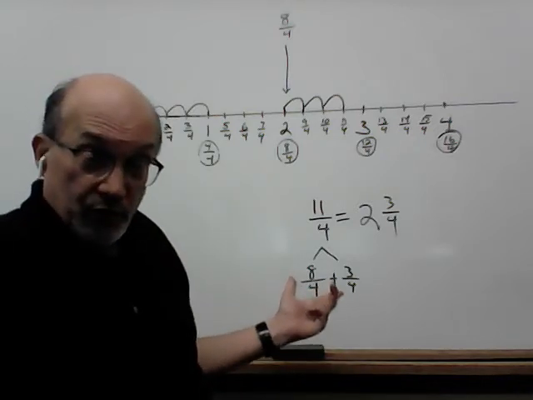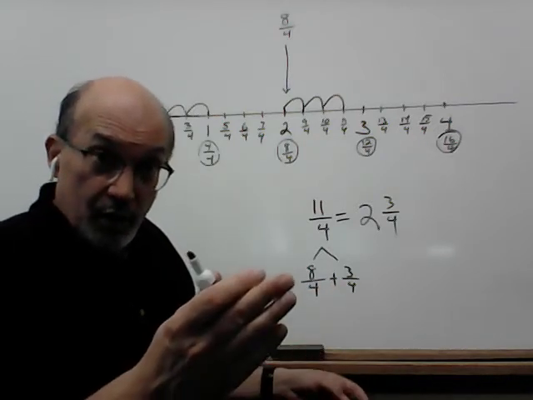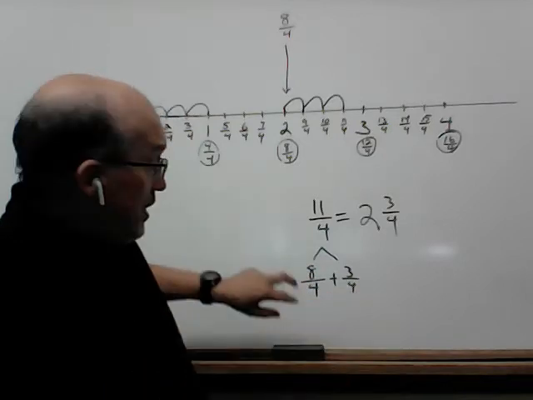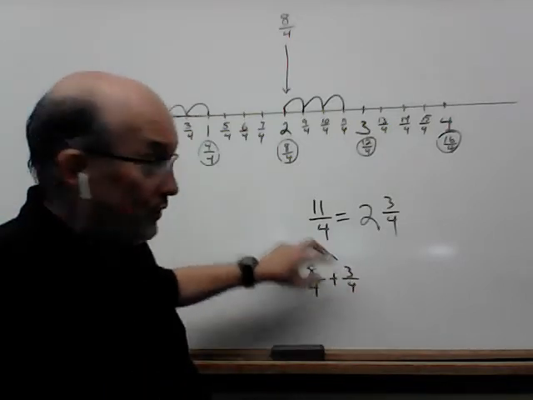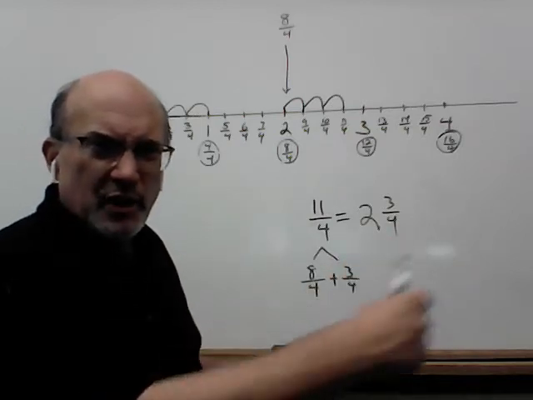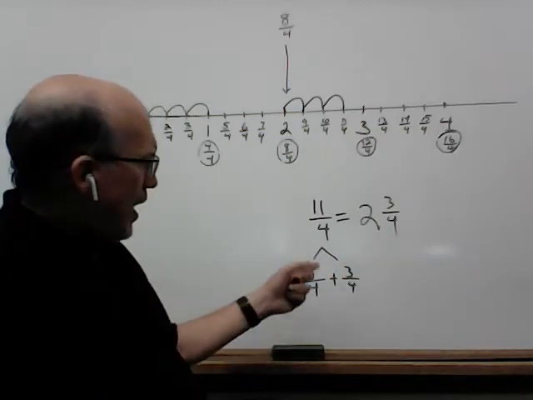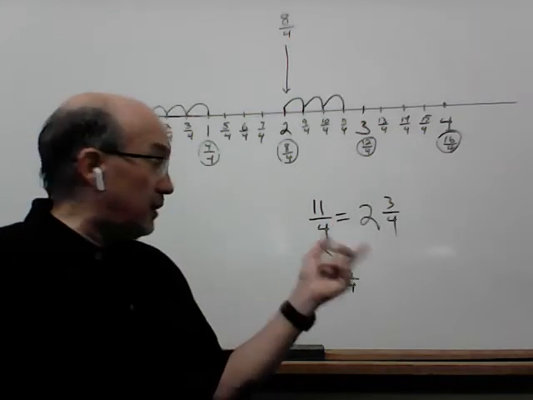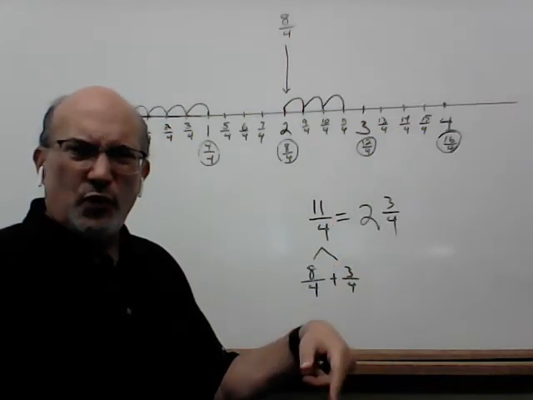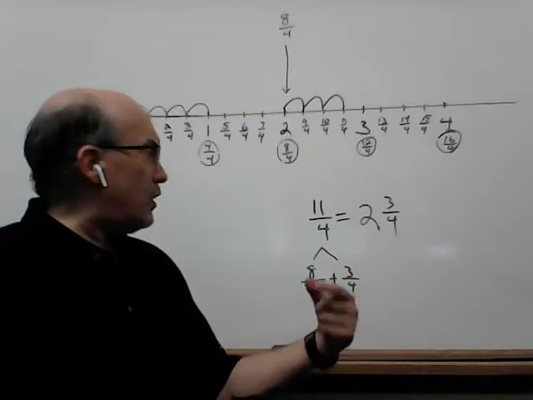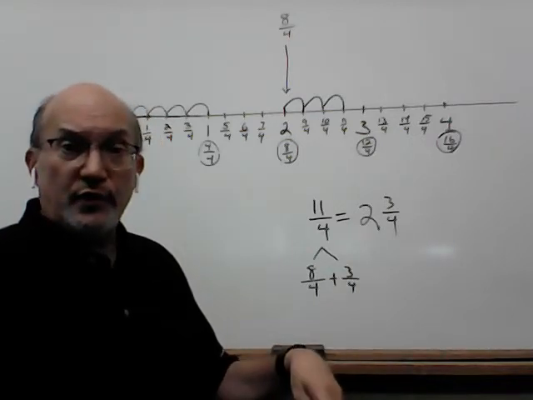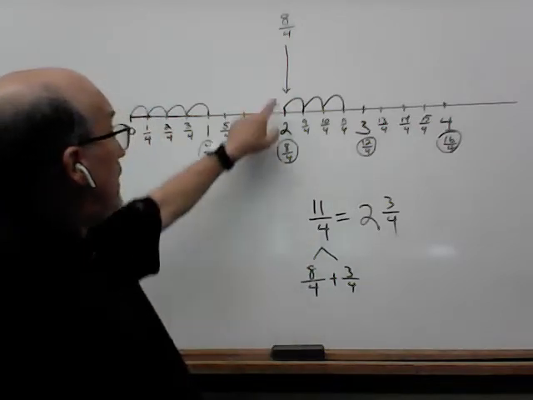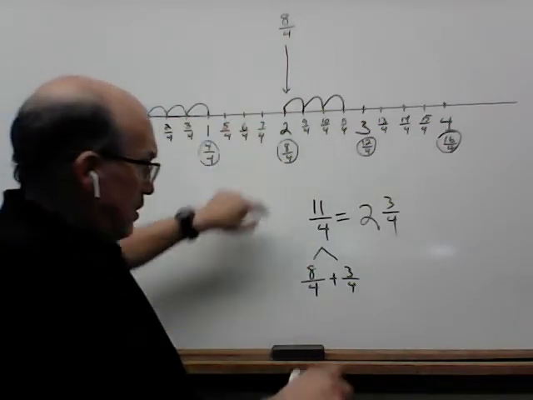We saw this in the first video. We saw that adding fractions with the same denominator is very easy. 8/4 plus 3/4 is 11/4. It's just movement along the number line. Well, why did I choose to think of 11/4 as 8/4 plus 3/4? Why not 10/4 plus 1/4? Or why not 9/4 plus 2/4? Well, I expressed it that way because 8/4 is 2.